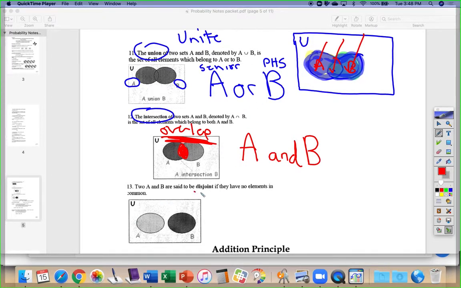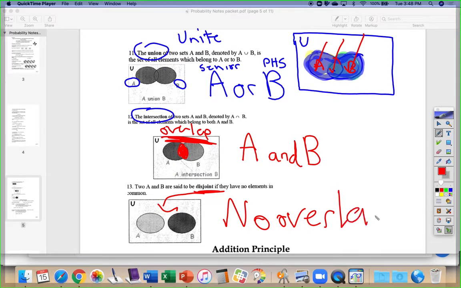We get this word called disjoint. Sometimes two circles can be completely separate, meaning there's no overlap. Nothing overlaps. The reason we teach these three situations is because of probability.